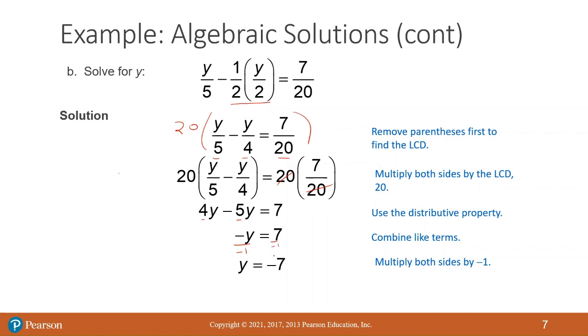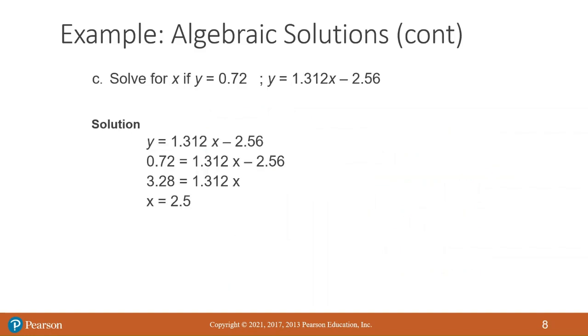And 7 divided by negative 1 is negative 7. Okay, now let's look at this case where we have some decimals. It says solve for x if y equals 0.72, where y equals 1.312x minus 2.56. First thing we need to do is substitute in the 0.72 for y. We let that equal the equation 1.312x minus 2.56.